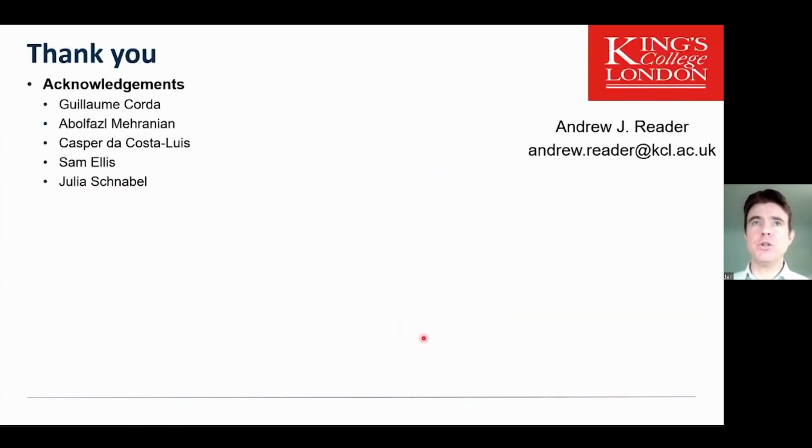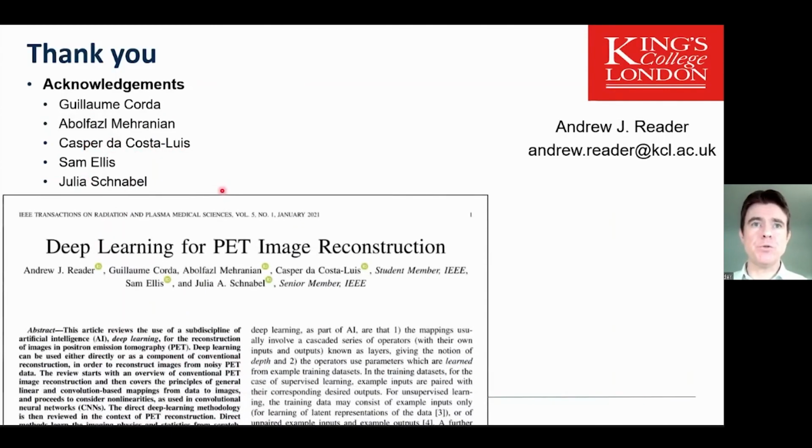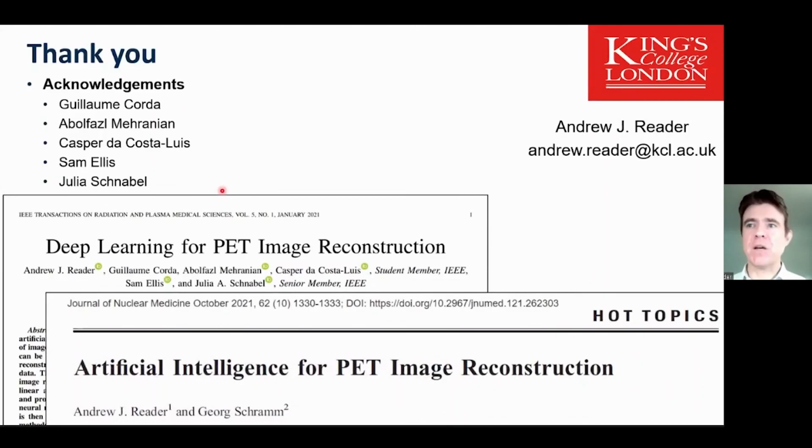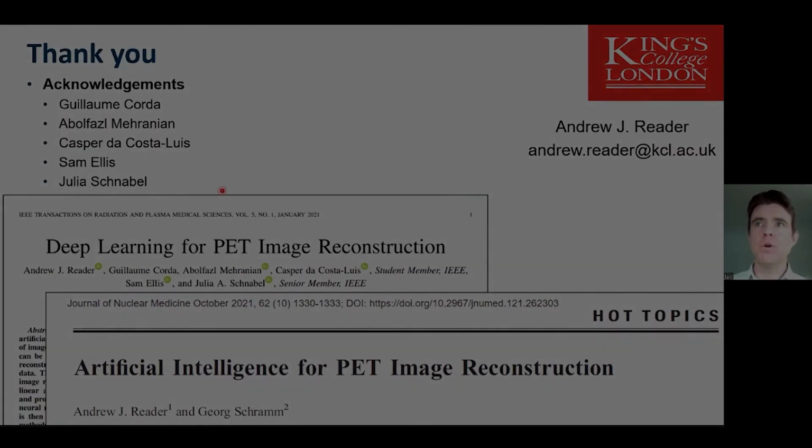I just want to acknowledge the co-authors on my recent deep learning review article. So Guillaume Corda, Abolfazl Mehranian, Casper da Costa-Luis, Sam Ellis, and Julia Schnabel. And there's that review article. That's quite old now, that review article. It came out properly in 2021, but it really is from last year. So I'd probably write that article differently now, but there you go. Hopefully of use to you. And then a more recent perspective that was published in JNM. So just point you to that as well if you want more information.